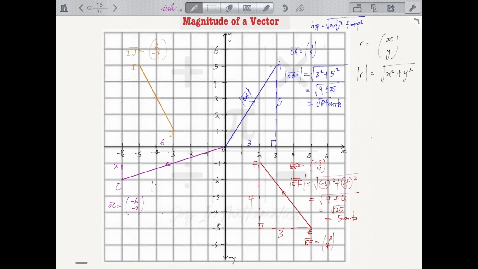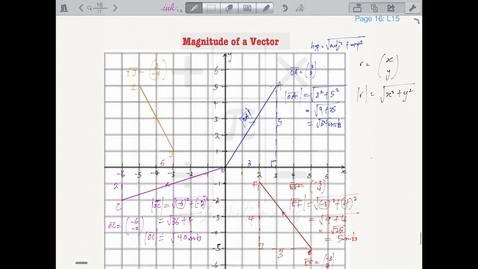All right, so now the modulus of OC will be equal to the square root of the x direction, that's -6 component on the x, squared, plus the square of the component on the y. So this will result in 36 plus 4. So this will become the square root of 40 units. So the modulus of OC is the square root of 40 units.